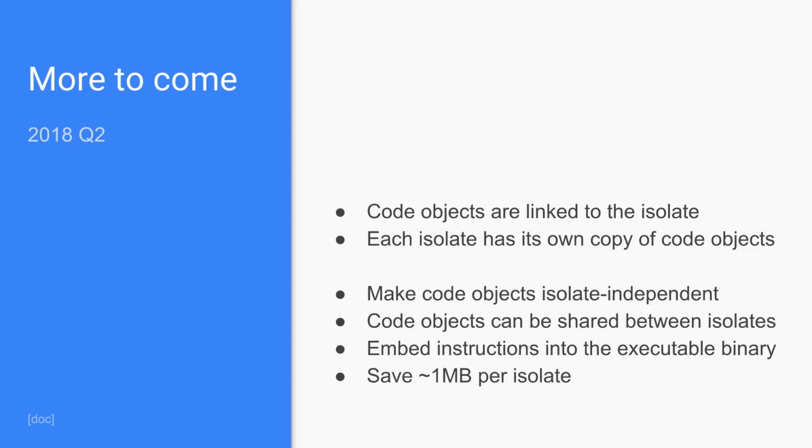Currently, code objects are linked to the isolate. They embed addresses that are isolate specific. But if we made those code objects isolate independent, then we can actually share them between isolates and embed them into the binary, which would eventually save more than 1 megabyte per isolate.